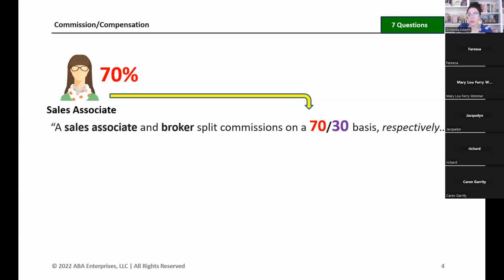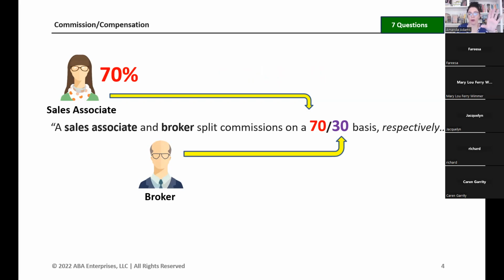The word broker came second in the sentence. The number 30 came second in the pair. So the broker and the 30 are going to be paired up together. So he'll get the 30%. Okay. That's what the term respectively means in the English language when you see it in a sentence.